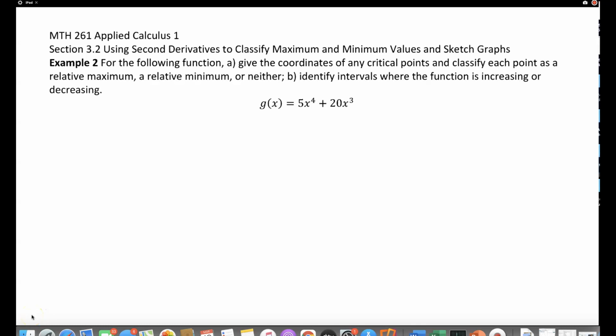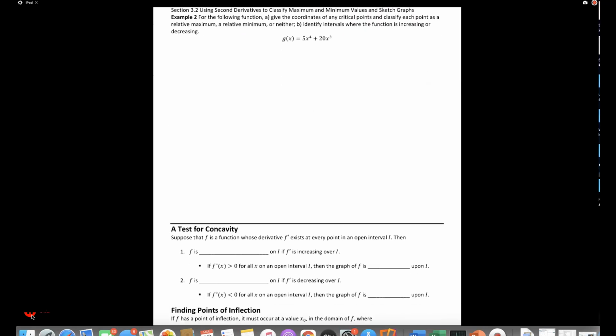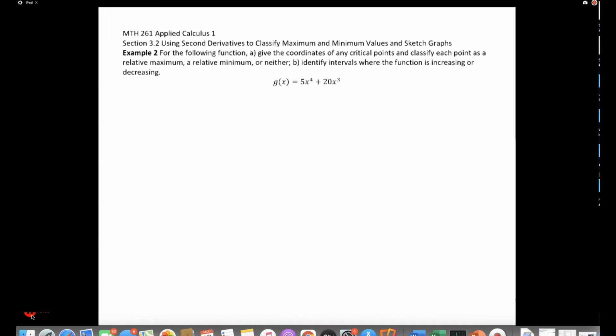Let's look at the second example this time. And it looks like I have the whole page to do this. Well, not really the whole page. All right, so example 2.